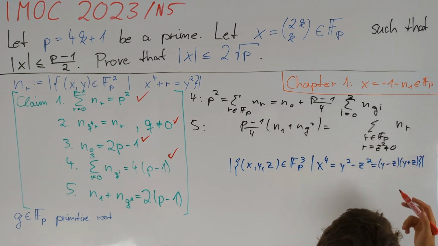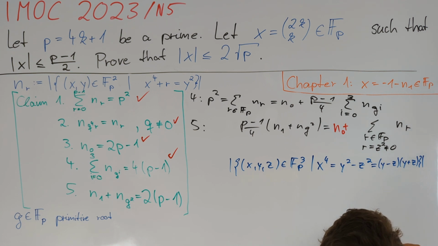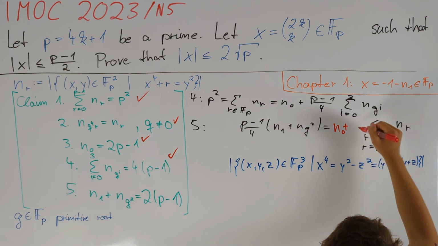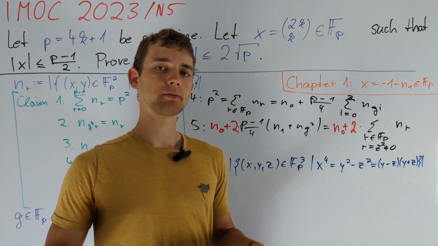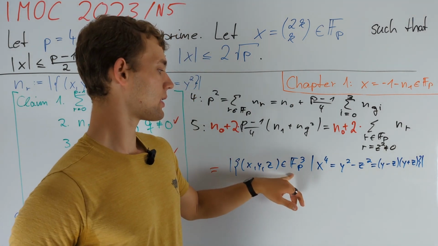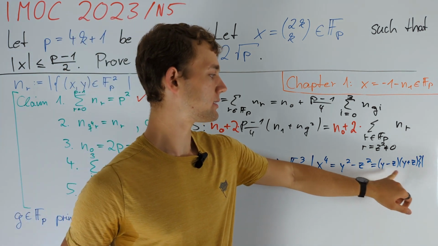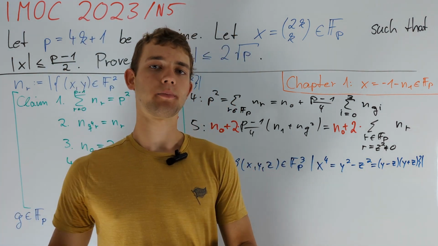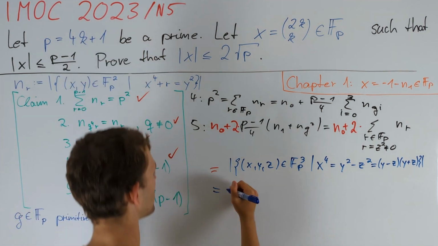To make top and bottom equal, we first have to add an n0 for z equals 0. Moreover, for each non-zero square r, there are two possible values for z, and so we have to multiply our sum with 2. And now, indeed, we have an equality. Since we have a bijection from Fp squared to Fp squared, mapping y and z to y minus z and y plus z for p greater than 2, we can rewrite this quantity in the following way.